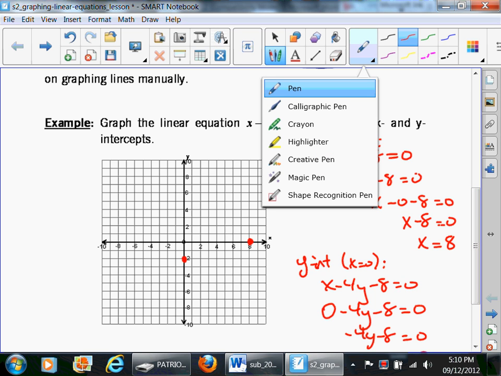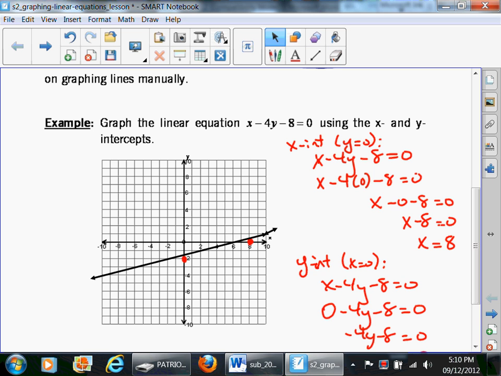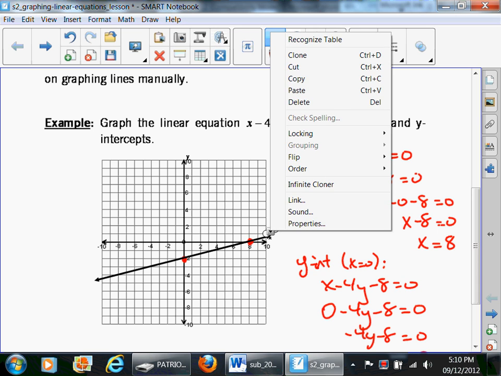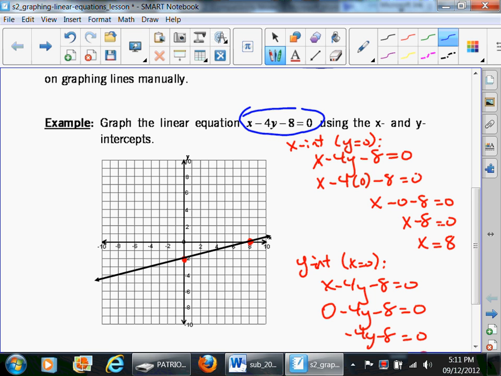So now all we need is some kind of a straight edge, something that draws a straight line. A ruler would be good, a book would be good, whatever you got. And we can draw a nice straight line right here. And I can correct it by doing this. Okay? So there is our line. x minus 4y minus 8 equals 0 is now graphed.